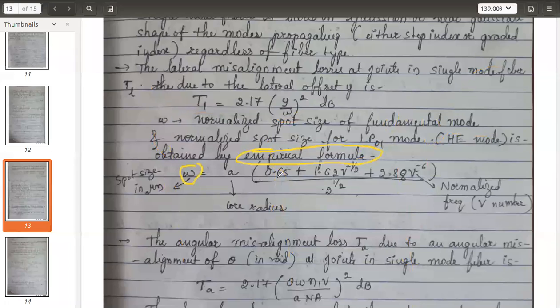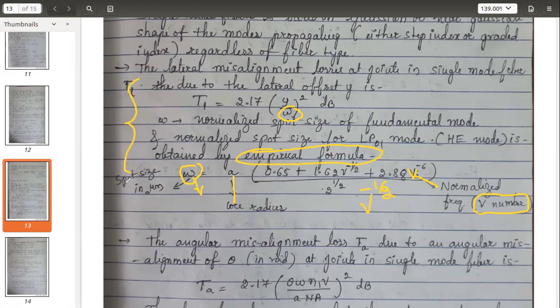It is 0.65 plus 1.62 V, capital V raised to minus 1 by 2, plus 2.88 capital V raised to minus 6. This V is the normalized frequency or V number. Even in the case of step index and graded index, we have seen the V number equation while discussing module 1. A is the core radius. This is applicable for higher order modes, but if you want to take it for the fundamental mode, it is directly omega. Now coming to the angular, this was about lateral.